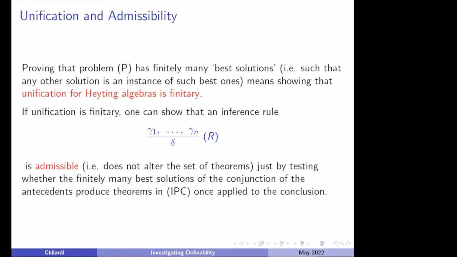And the rule is admissible, of course, if it does not alter the set of theorems. Now, if unification is finite, then we can recognize whether a rule is admissible or not in a very simple way. We compute the best general solutions for the conjunction of the premises, and we apply them to the conclusions. If these best solutions are theorems, then the rule is admissible. If they are not theorems, it's not admissible. Since being a theorem is decidable, this is done. But we need to compute the best possible solutions, to show that a unification problem has a finite set of best solutions and to be able to compute them. This is the other thing.